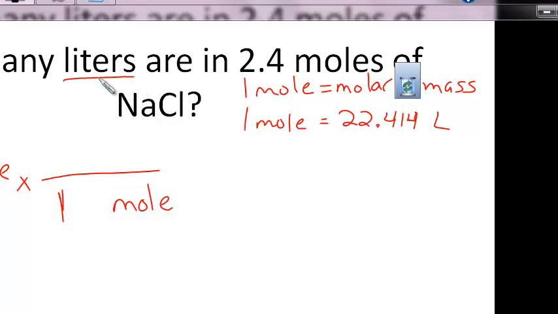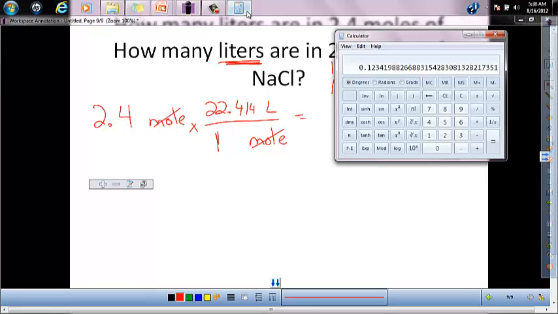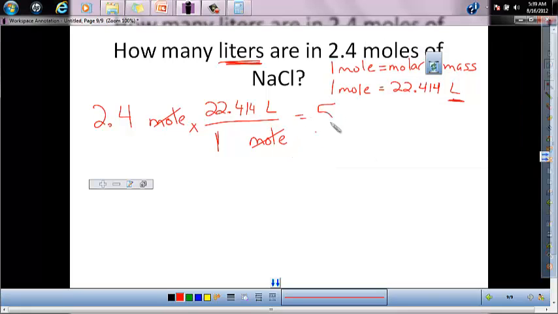Now we're trying to find how many liters. So we're going to have to use this conversion factor to get to liters. So we've got 22.414 liters. And our mole unit cancels, so we got 2.4 times 22.414. Okay, so I got 53.79, and the unit's liters. Now, of course, let's go back and sig fig. So 2, there's our first 2 significant. The 7 is going to make the 3 round up or stay the same? It's going to round up, so you got 54 liters. Okay?